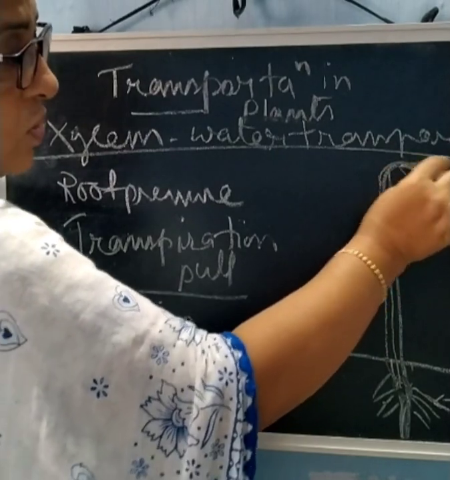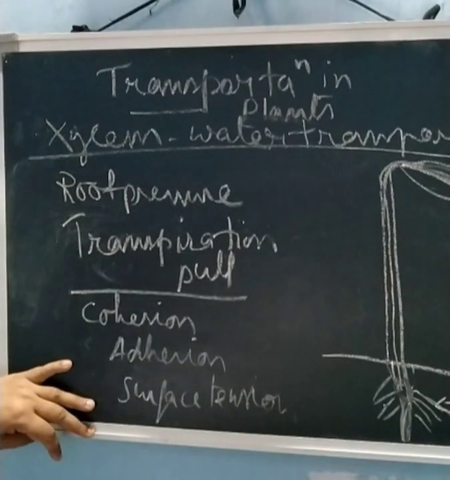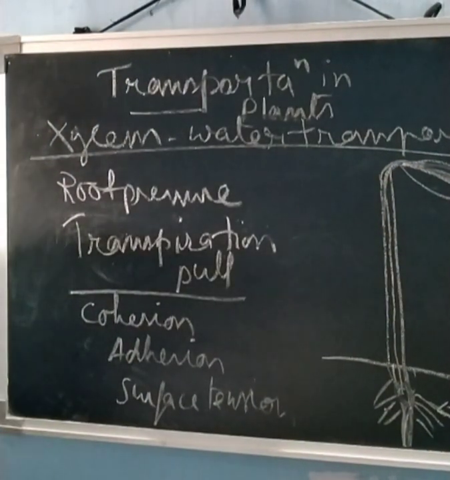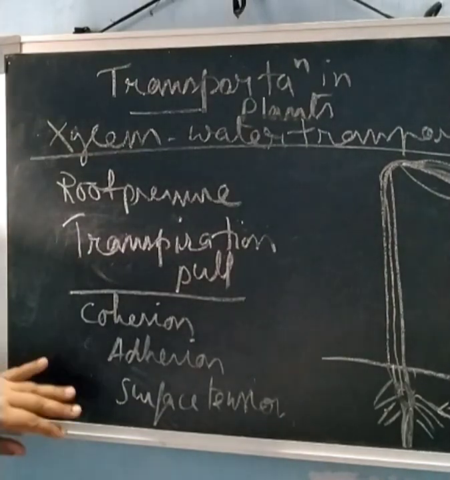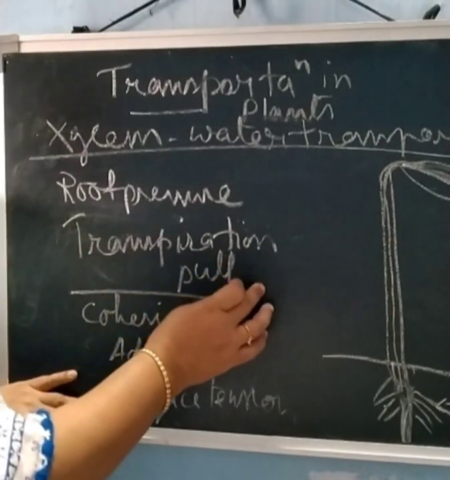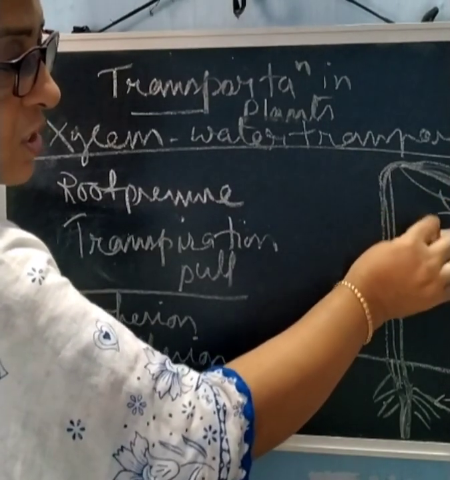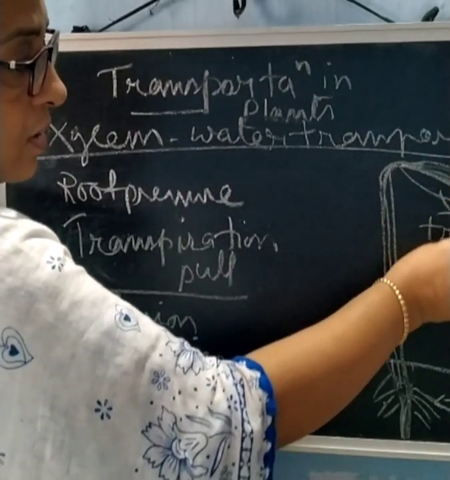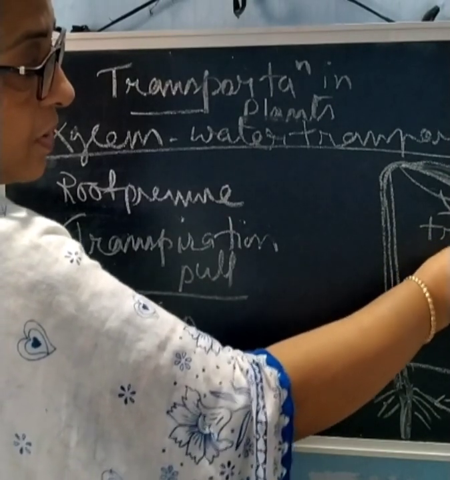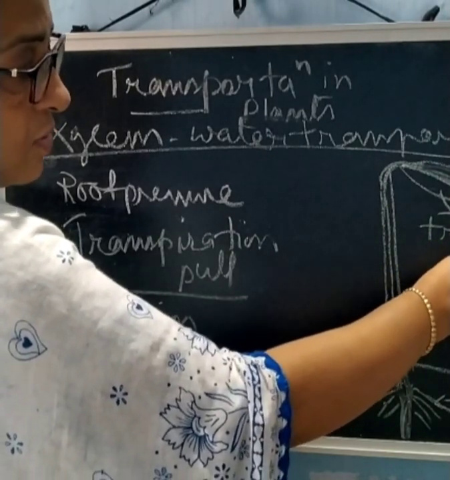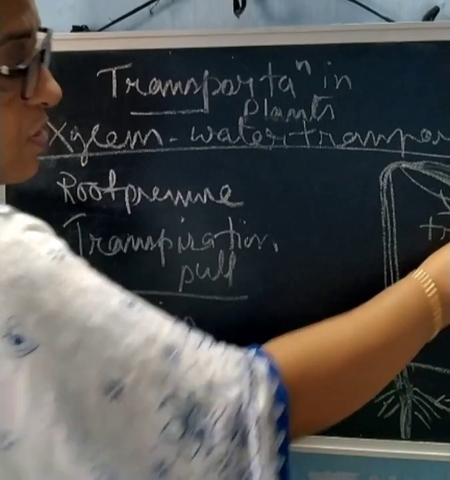And how does this water reach? Why does this water go up against gravity? That is described by this theory. Here, water is continuously lost by the process of transpiration.